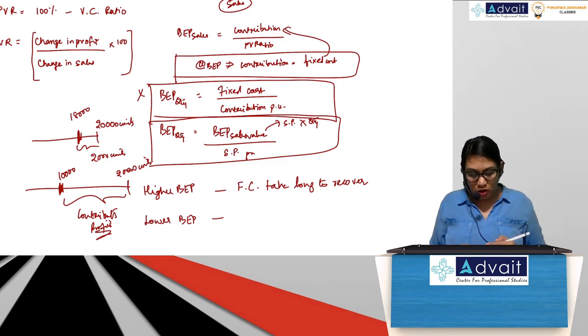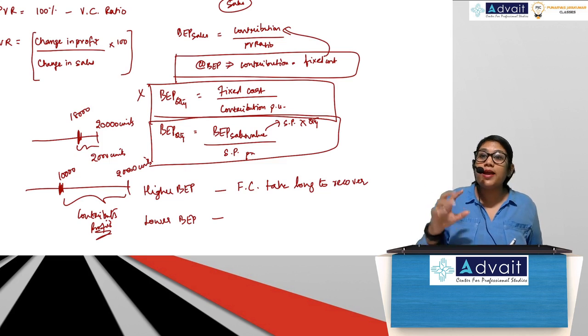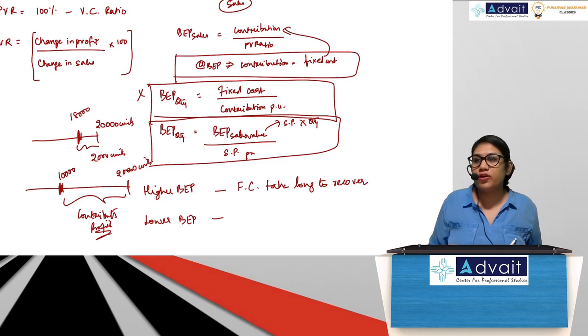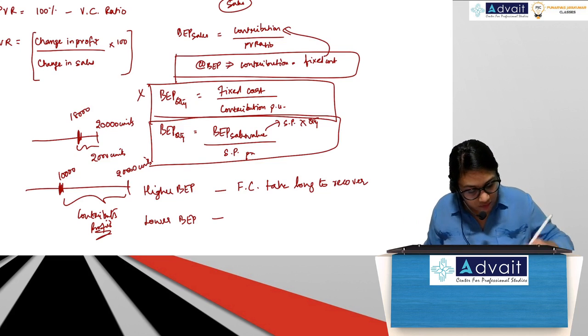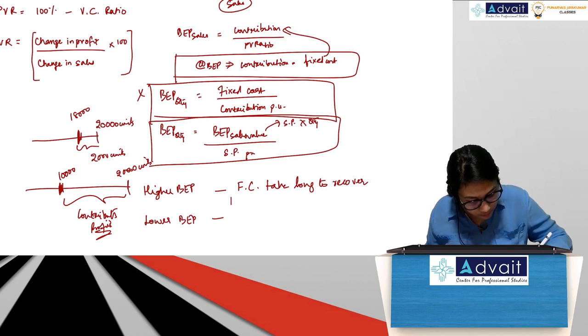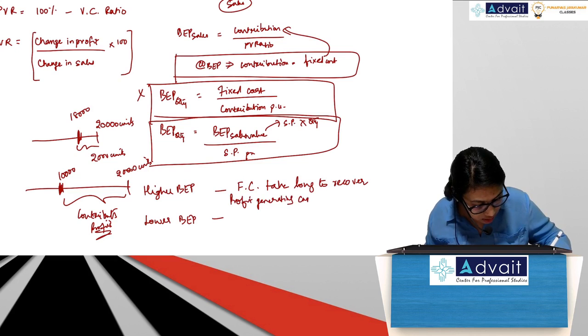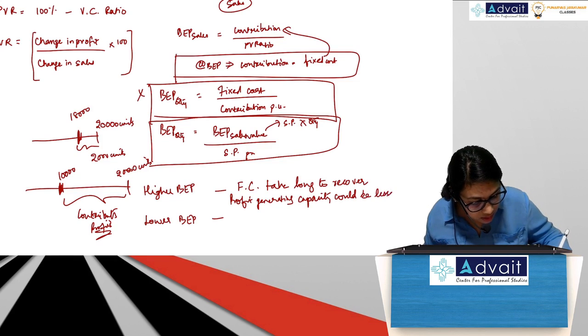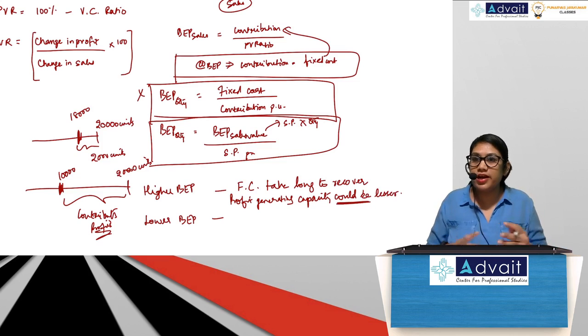Yes or no? So obviously higher the BEP, not a good scenario. Why? Because it would mean that I'm going to take longer to recover my fixed costs and my profit generating capacity could be lesser. Is it okay? So write that also. Fixed cost take longer to recover. Profit generating capacity could be lesser. I've used the words could be. It's not necessary, it will always be.